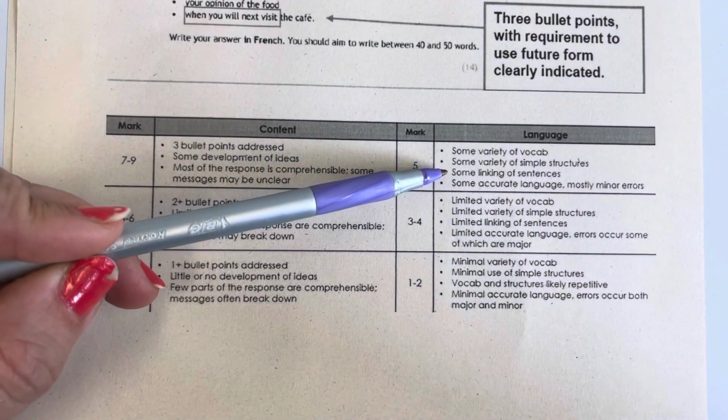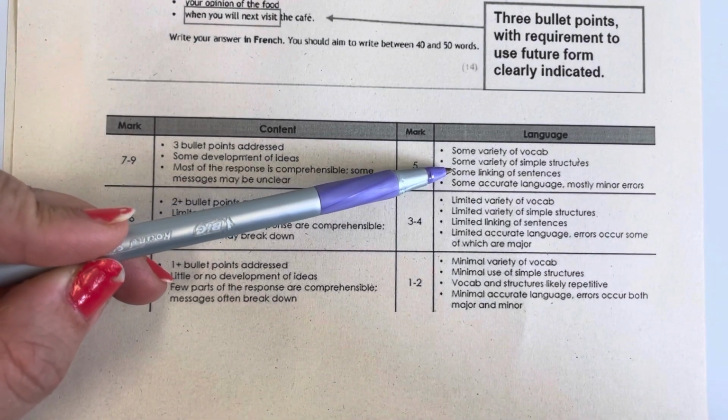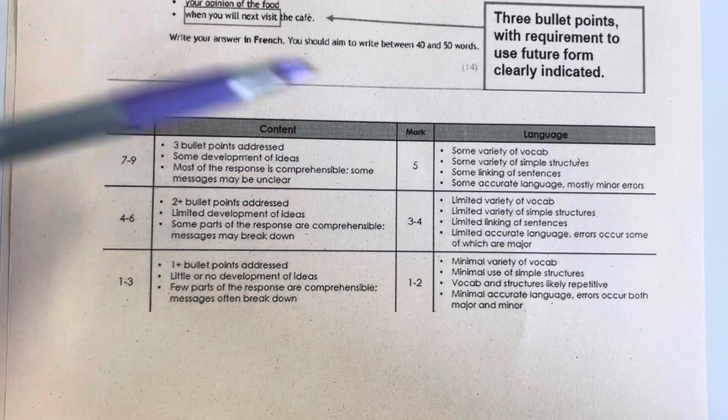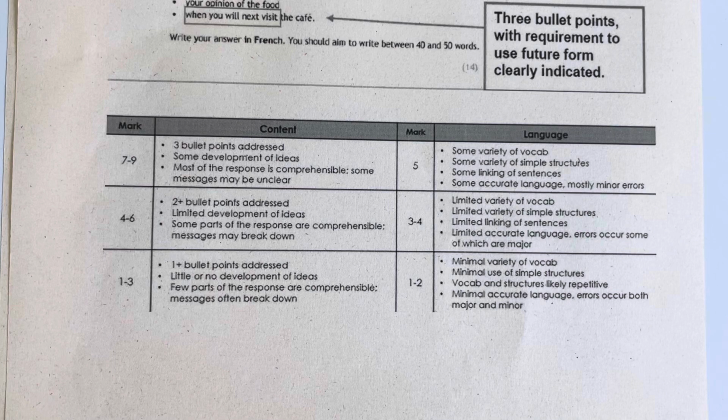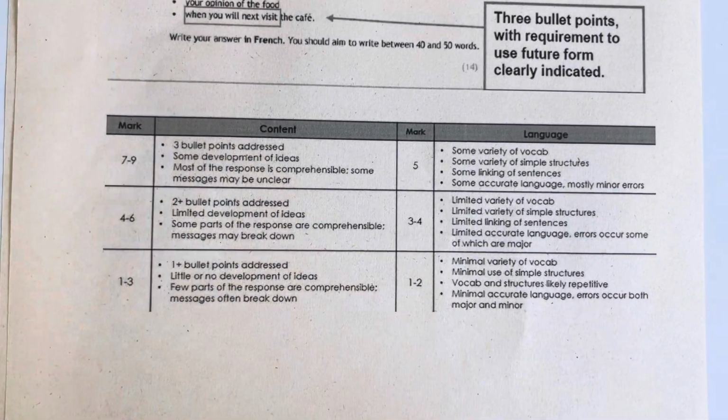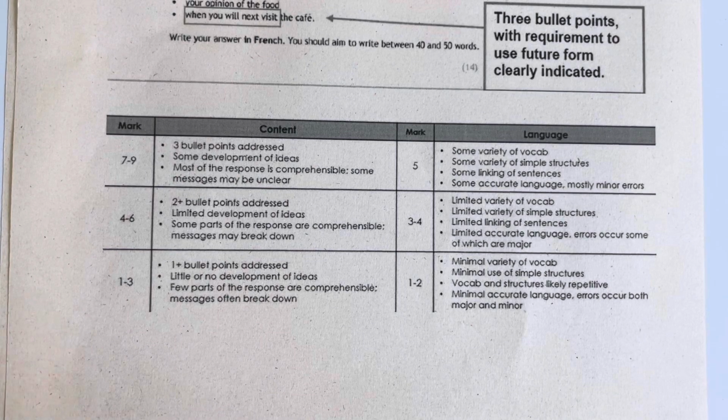The examiner will be looking for your sentences to be linked, or at least some of them. That's using your conjunctions or your linking words. And it's going to want accurate language. The errors in there will be mostly minor. So we want spelling accuracy as well as grammatical accuracy.